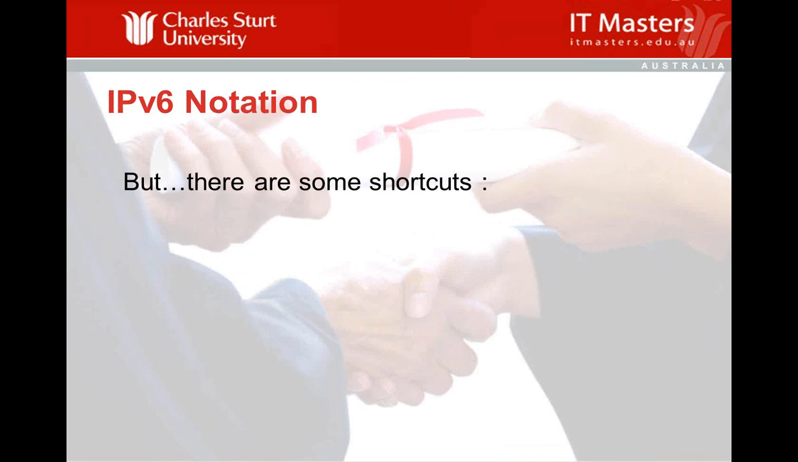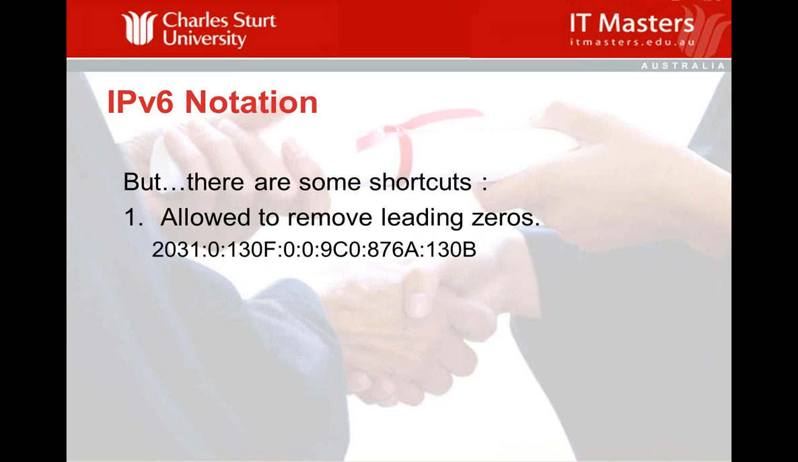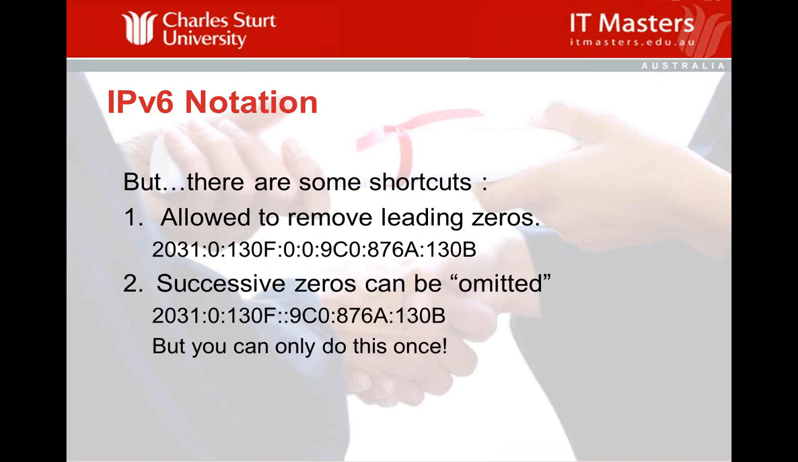But there are some shortcuts you can use. These you will need to have knowledge of for the CCNA exam, because there may be questions on those. You're allowed to remove some leading zeros. Also, successive zeros may be omitted, but you can only do this once. Why? Don't ask me, I don't know. But it still makes it a lot better. So we go from here, the leading zeros. In our first address, we had 2031:0000. We can remove the three leading zeros and just compress that to 0. And you can see we've done that here as well, 10, 10. We've taken the zero off the front of this. Everything else is there.